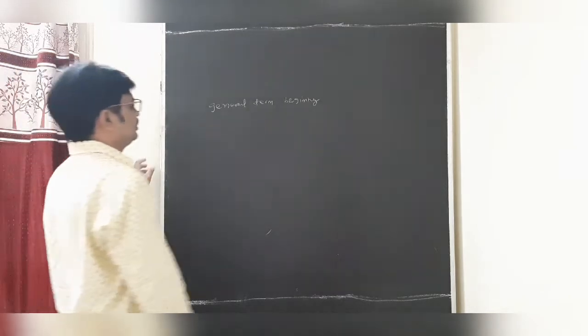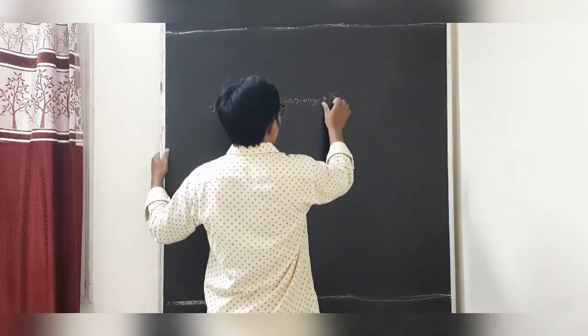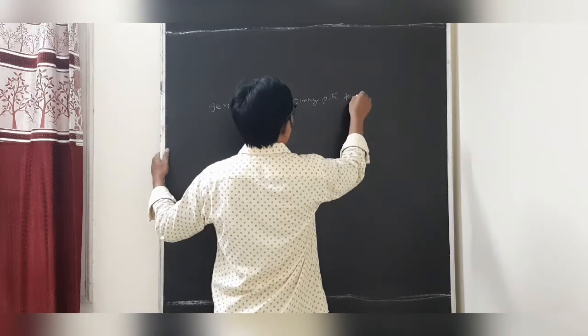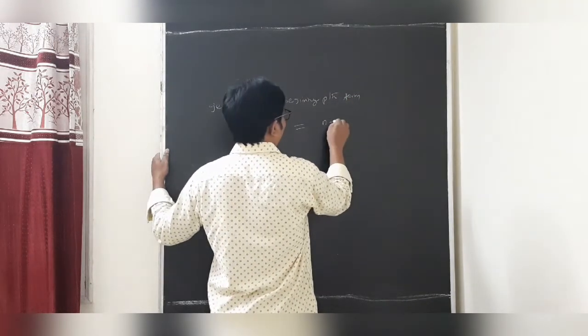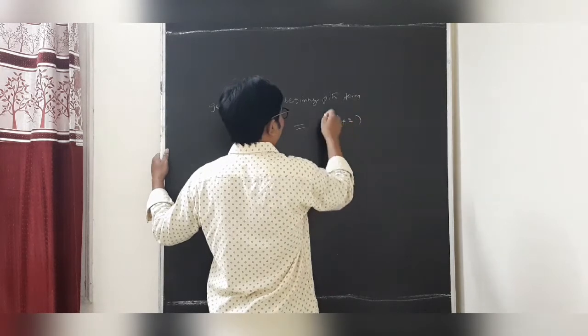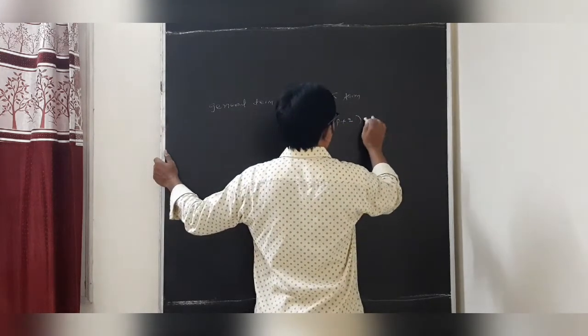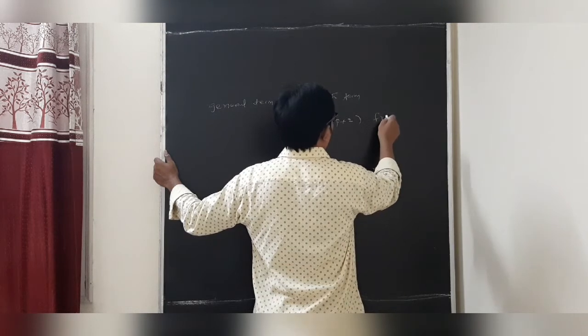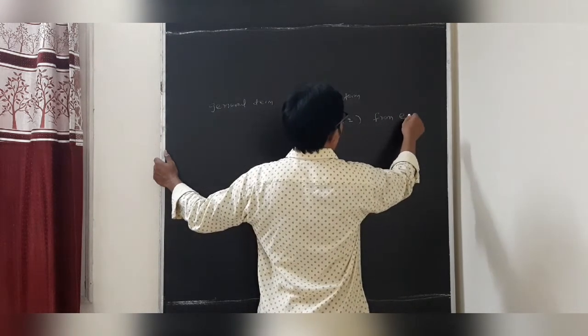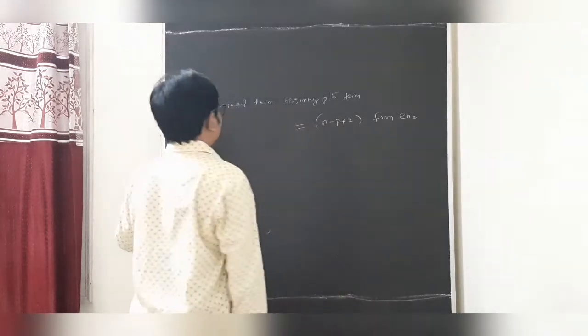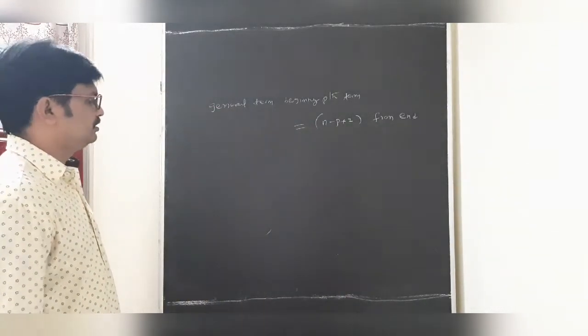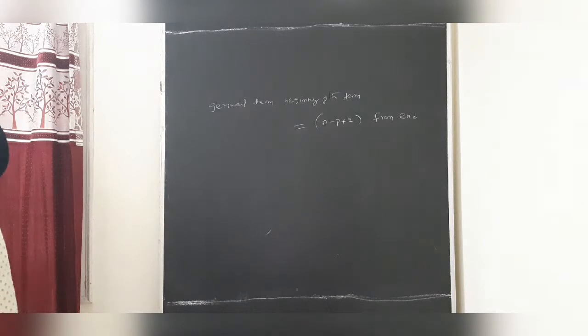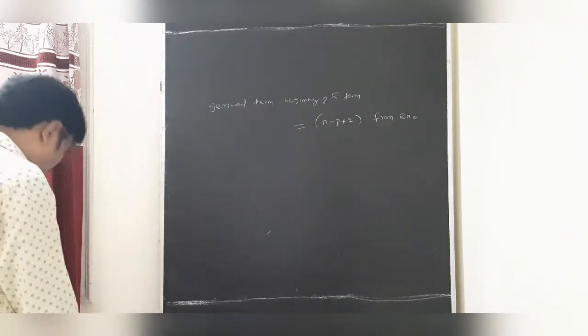Suppose the general term from the beginning is the pth term. Then the general term from the end is the (n minus p plus 2)th term. Is it clear students? From the beginning it is the pth term, and from the end it is the (n minus p plus 2)th term.